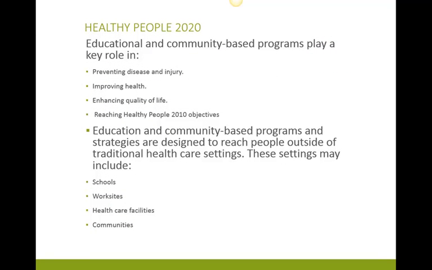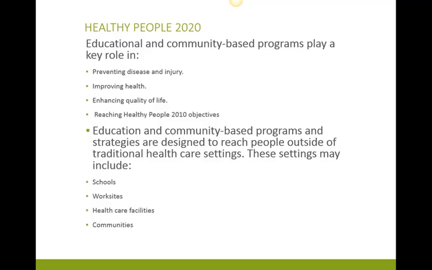So Healthy People 2020 really focuses on this community-based kind of programming, where we're trying to look at preventing disease and injury, improving the health of the population and the quality of life. Healthy People also focuses on community-based programs, and these would be such settings as schools, workplaces, healthcare facilities, and in the communities.